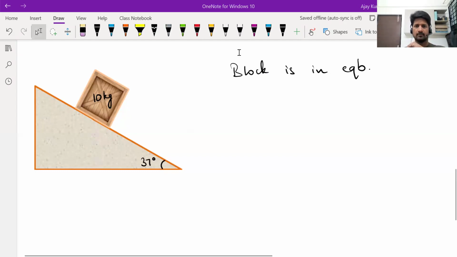Sir, it has to be rough. If it's smooth, it'll just slide down. It has to be a rough surface. Friction is what can prevent it from sliding. Correct.